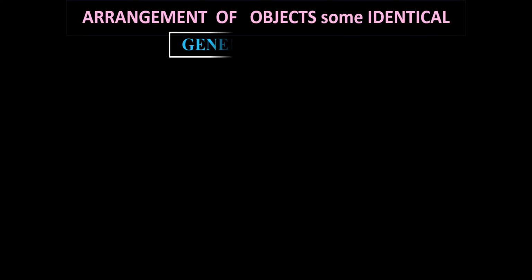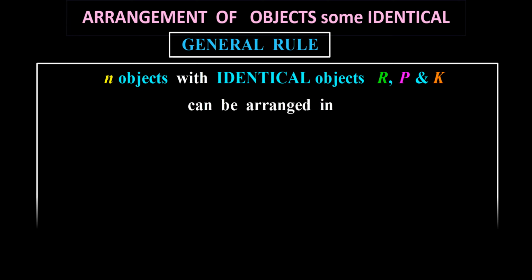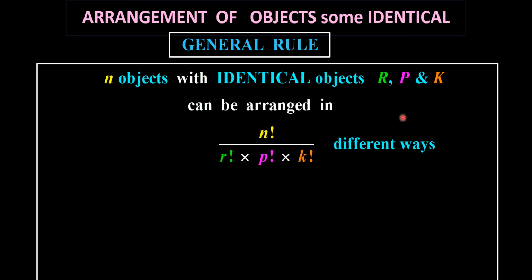Now let's formulate a general rule for arrangement of objects where some of the objects are identical. If we have n objects, and we've got object R where there's some repetition, object P where there's some repetition, and object K where some are identical, there could be more than one K. How can they be arranged? We have n factorial, that's the number of objects, divided by small r factorial, small p factorial and small k factorial. Let me explain the lowercase letters here.